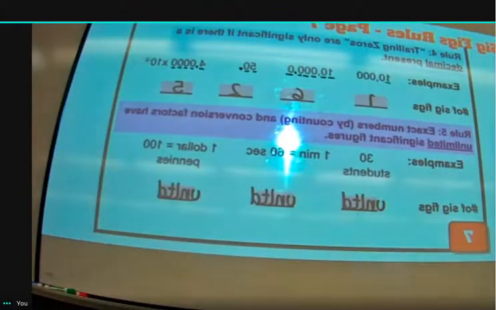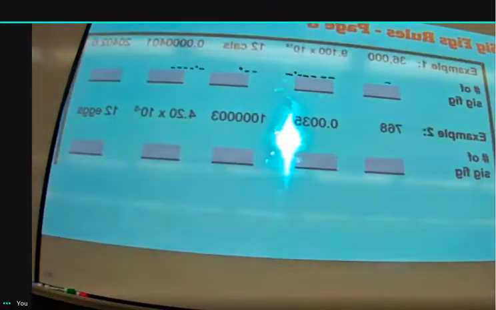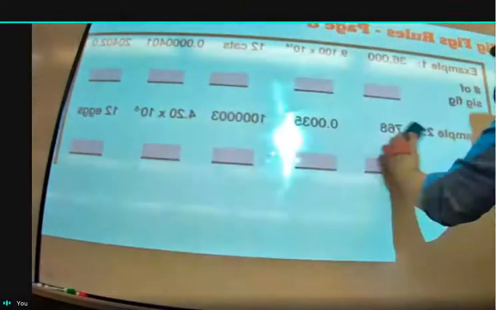Those are the 5 rules. Number 1 and number 5 are pretty easy. Non-zero digits count. Exact numbers, unlimited. The zeros is where we get in trouble. Leading, never count. Sandwich, always count. Trailing, only count when we see a decimal. Let's look at some examples. Those of you at home, be ready to be called on.